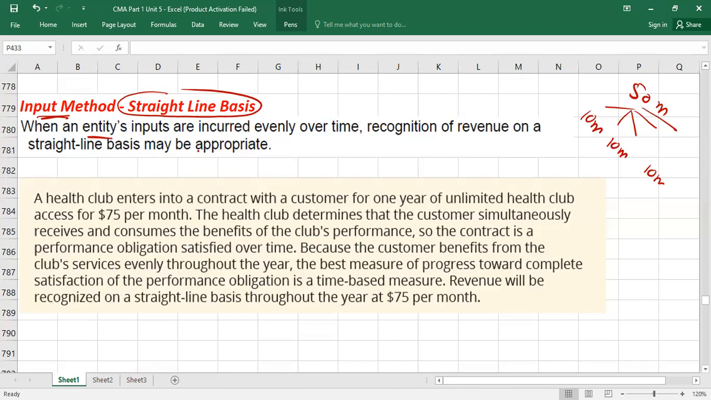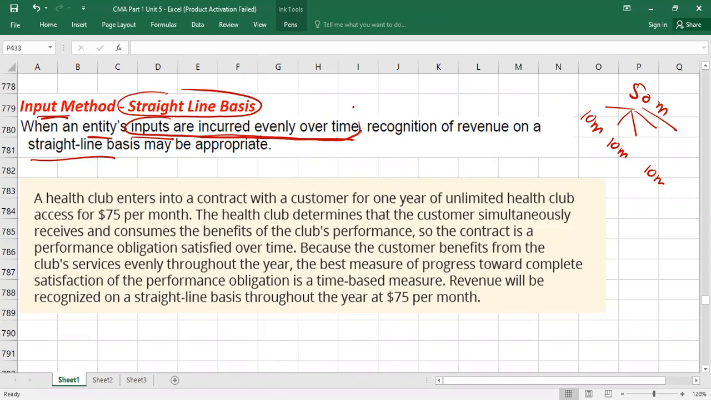When an entity's inputs are incurred what? Evenly over time. Like every year, you are incurring same cost and incurred evenly over time period. Then the standard is saying you may use which method? Straight line method also. So here is the key point. When inputs are incurred evenly throughout the period, you can book the revenue equal amount in every year.